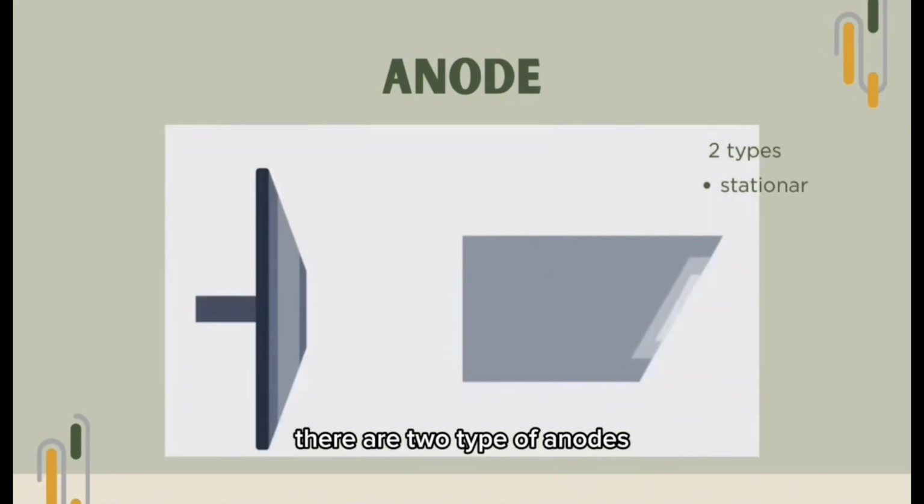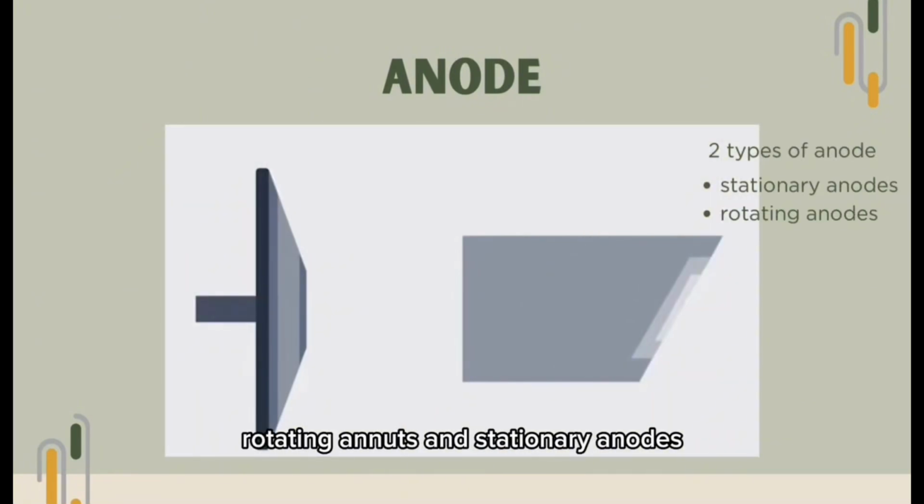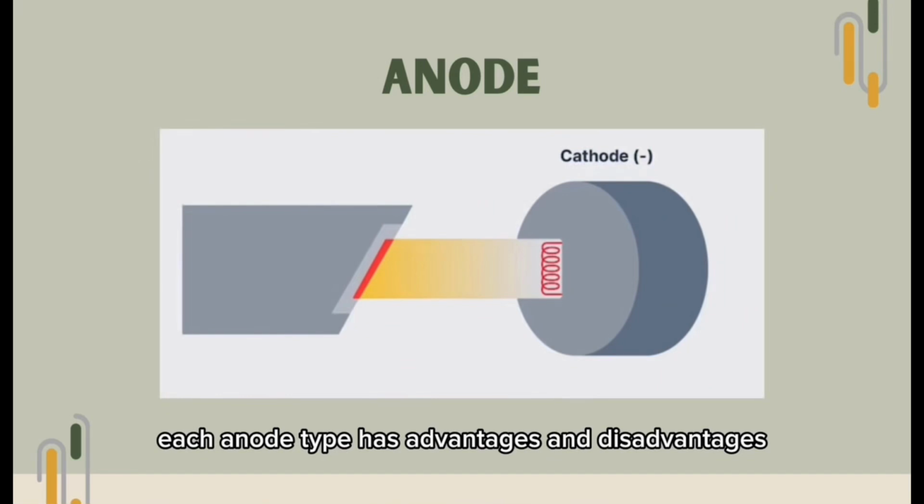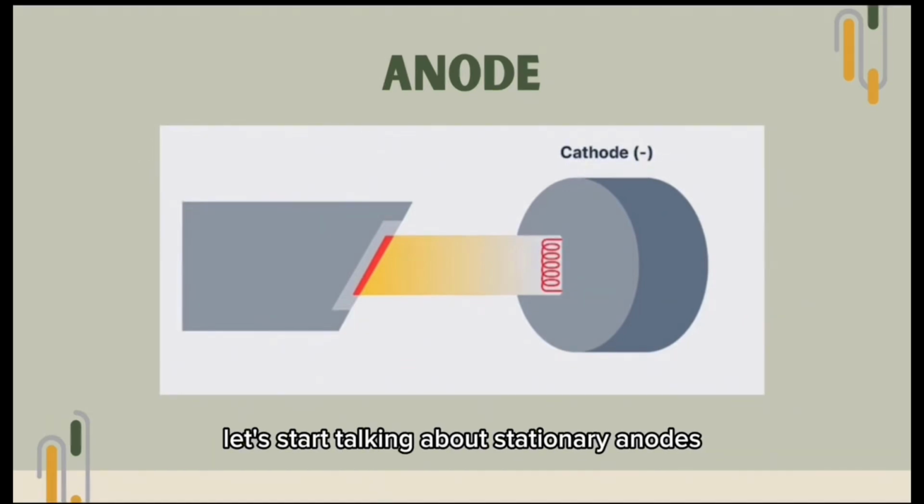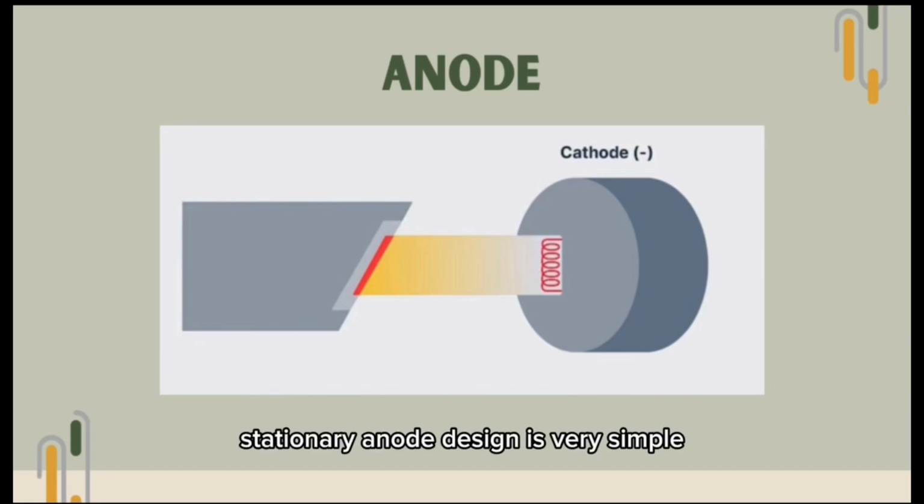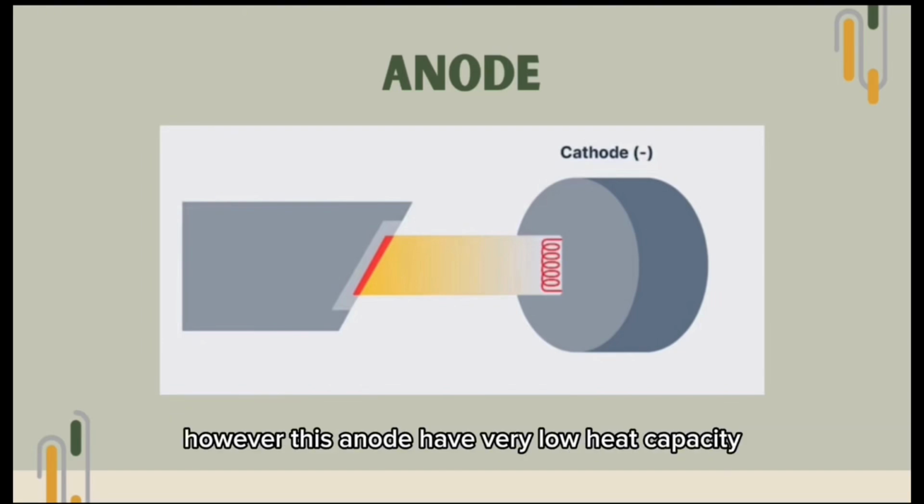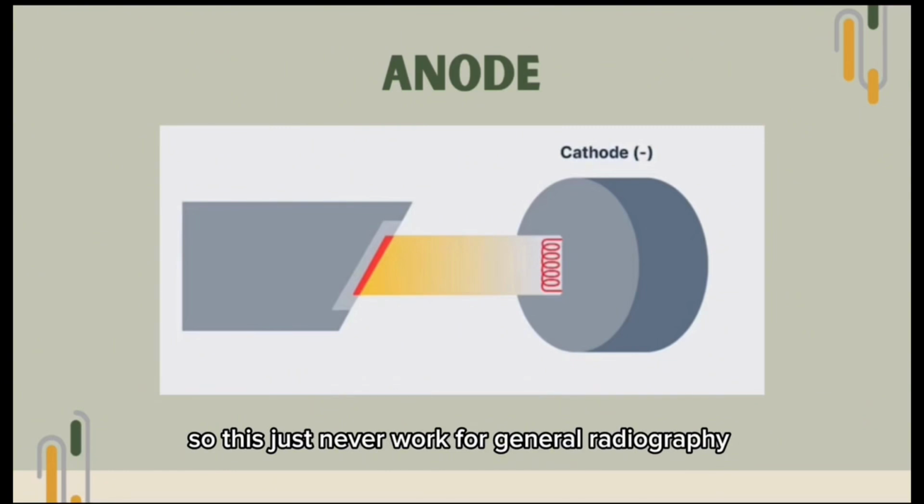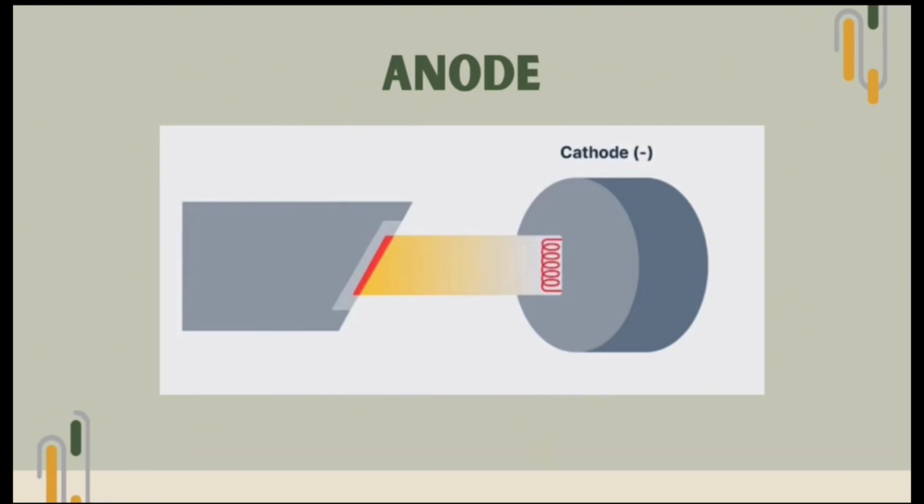There are two types of anodes, rotating anodes and stationary anodes. Each anode type has advantages and disadvantages. Let's start talking about stationary anodes. So stationary anode is literally stationary so that electron beam is focused onto one small area on the anode. Stationary anode design is very simple. However, these anodes have very low heat capacity, which also means we can only use them for very low exposures. So, this just never work for general radiography.